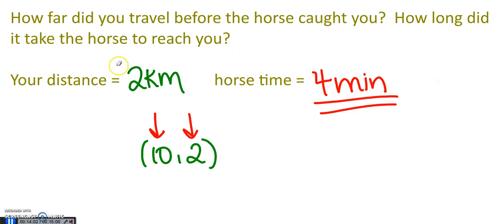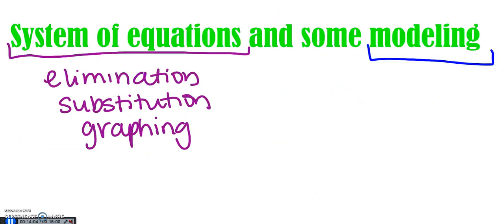All right, so again, system of equations. We go way back. Elimination, where you eliminate a variable. Substitution, where you isolate and then substitute in. Graphing, you're looking for a point of intersection, x, y, that will make your solution true.